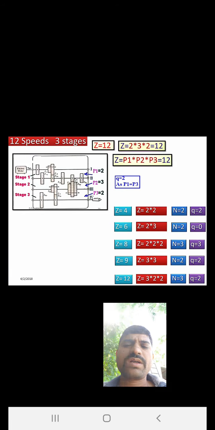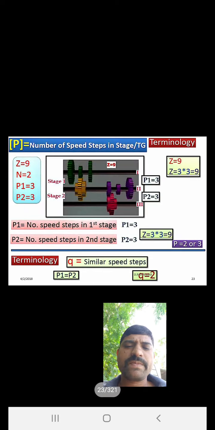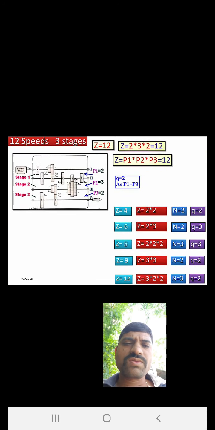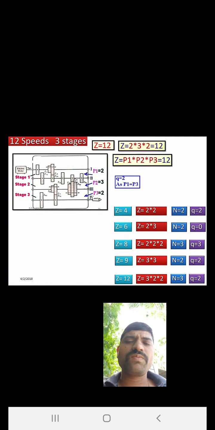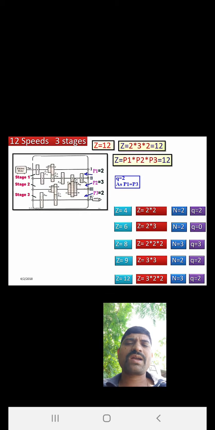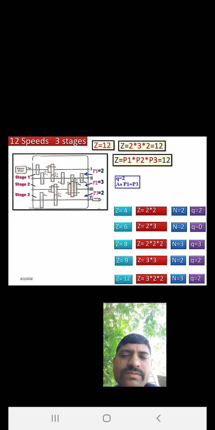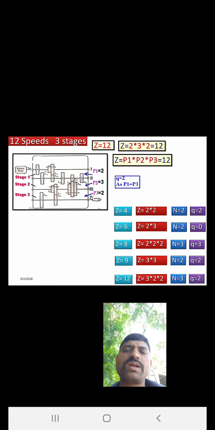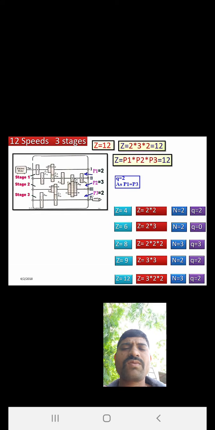Then you have to calculate the similar speed steps. How do we calculate the similar speed steps? P1 is equal to 2 and P3 is again equal to 2, which means Q is equal to 2, as P1 is equal to P3. You can write P1 is equal to P3 because P1 is 2 and P3 is again 2. Then, if you are given Z is equal to 4 as the total number of speed steps, you can calculate P1 P2 as 2 into 2.